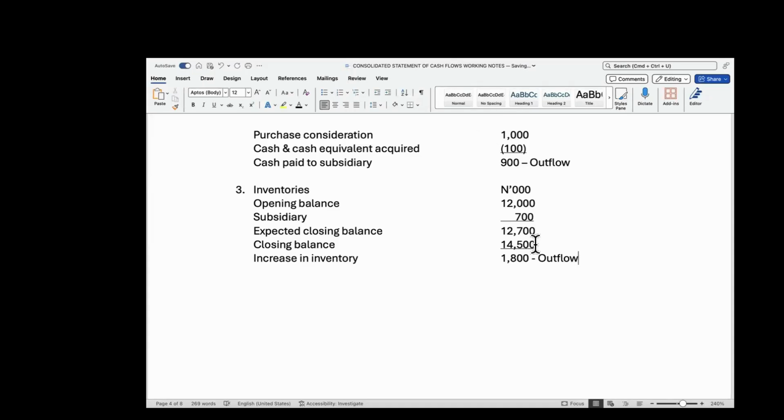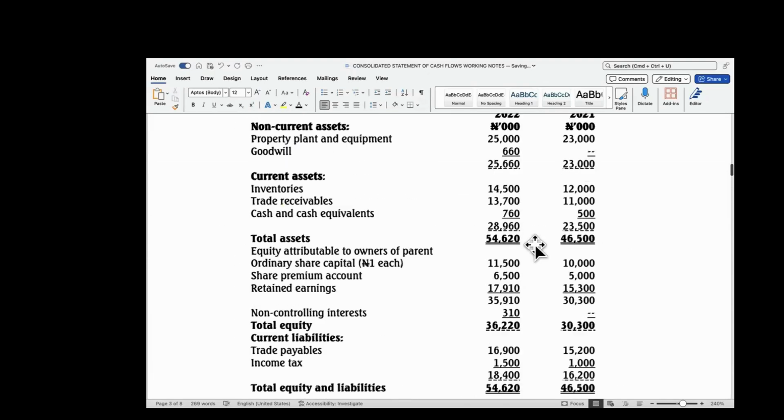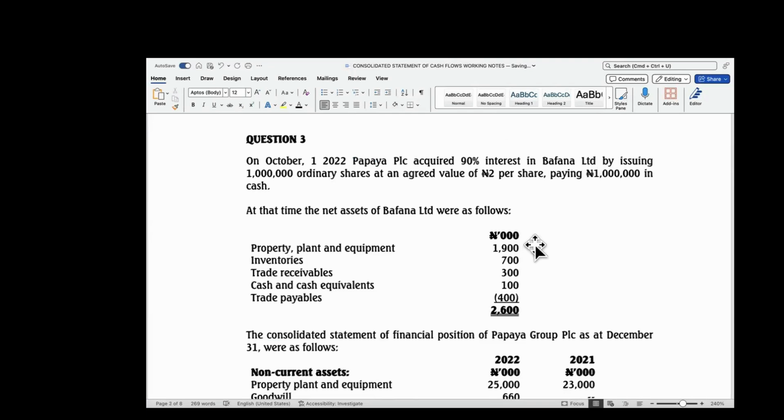Correct. Somebody said they did not get our explanation for goodwill. Again, we don't need that calculation here, but the answer is the purchase consideration: we paid 1 million cash and also shares of 2 million, which is 1 million times 2 naira. So purchase consideration is 3 million. NCI value is 10% of 2.6 million, that's 260,000.